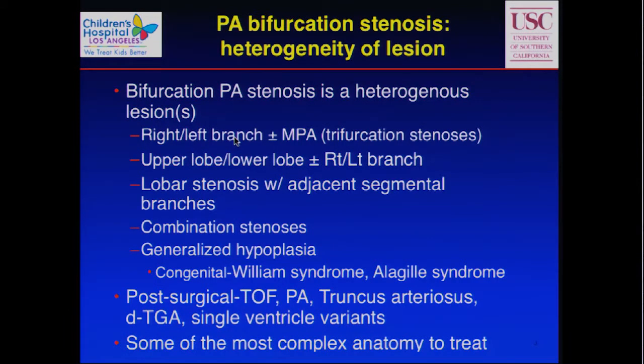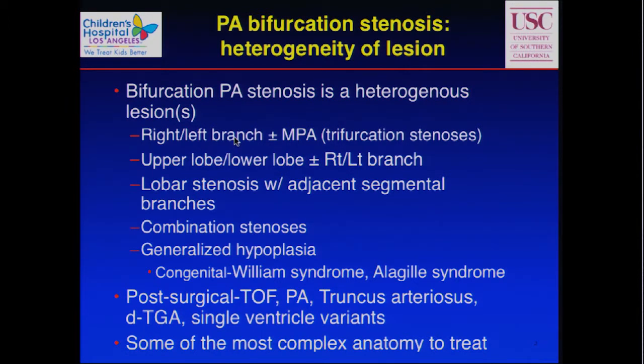Okay, so bifurcation stenosis. I want to say that this is a heterogeneous lesion. It's not a single lesion. So when we say bifurcation stenosis, it's not just one thing. It can involve the right and left main branch, including with the MPA, it's almost like a trifurcation stenosis. It can also involve the lobar branches in the upper and lower of the right and left main branch.